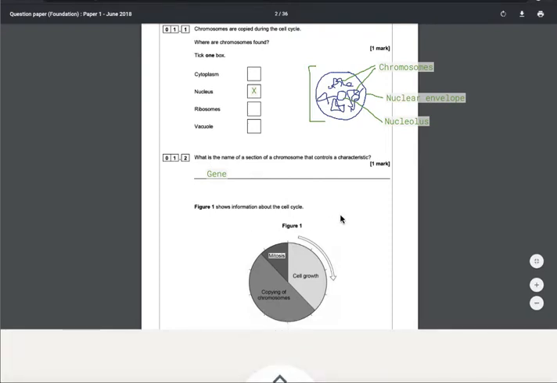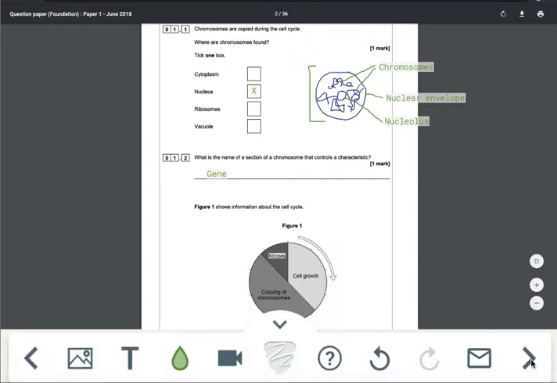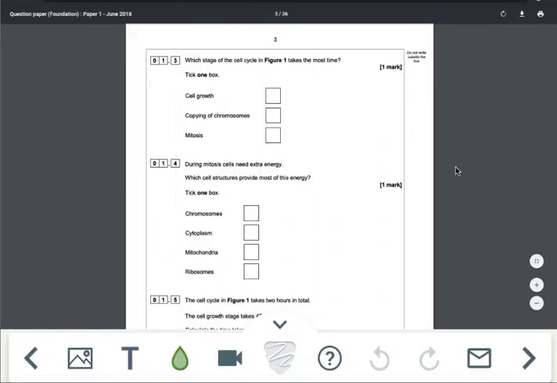Now it's given us a figure 1, and it's important you always read everything it gives you. So it says figure 1 shows information about the cell cycle, which is probably going to be important in the questions to come. Question 3. Which stage of the cell cycle in figure 1 takes the most time? Now this is one of the easiest types of questions you can get. It requires no past knowledge. You just need to look at the picture carefully.